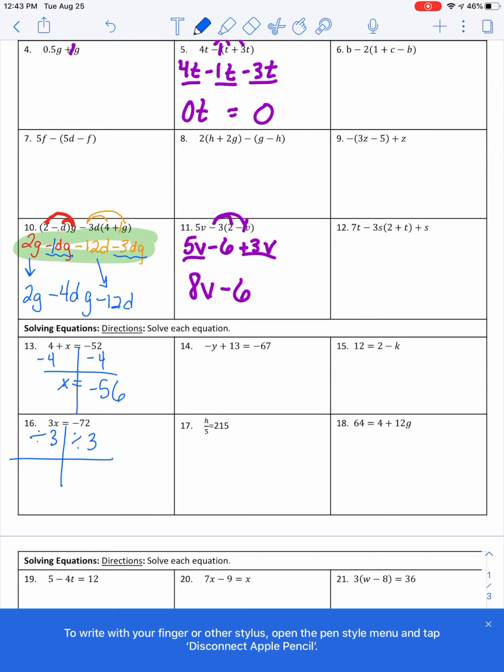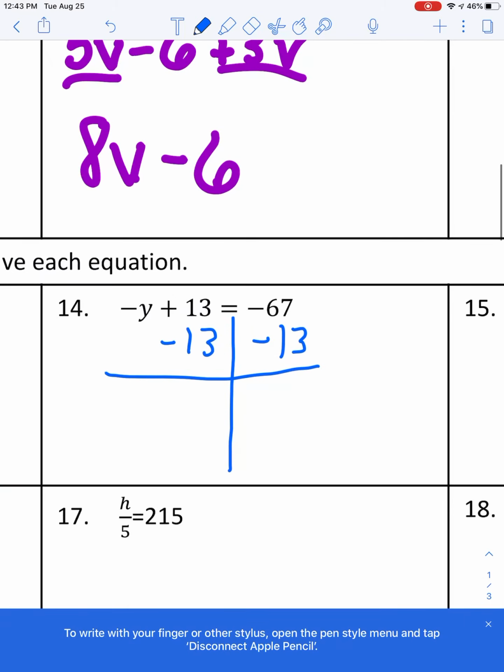I'm not going to finish 16 for you. You can do that on your own. I got you a start. Number 14, you're going to start by taking that 13 away. I got to zoom in my hands. There we go. You're going to drag down that negative y. You're going to cancel. And negative 67 minus 13.